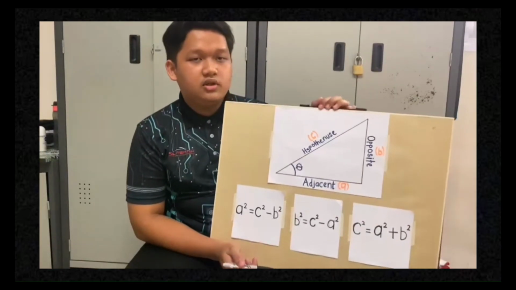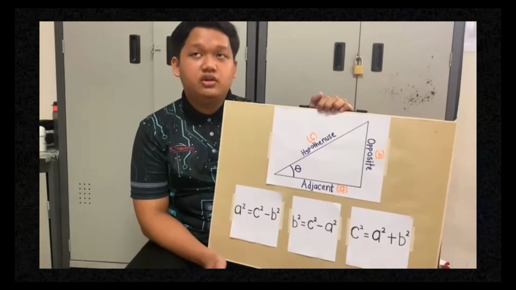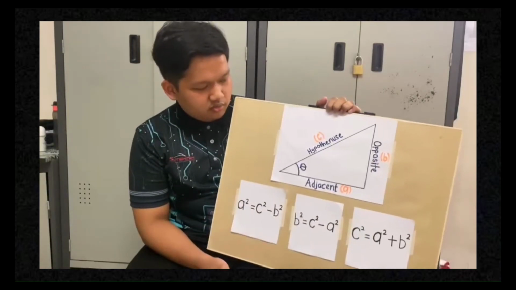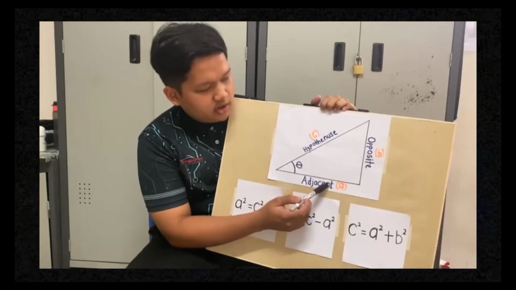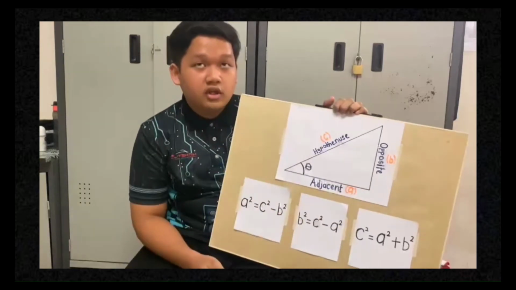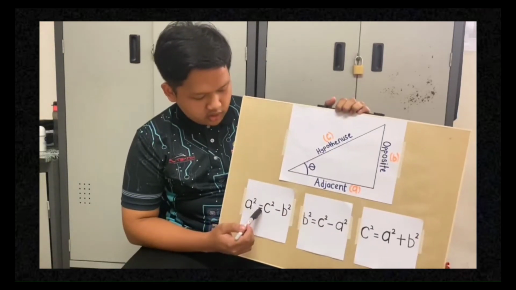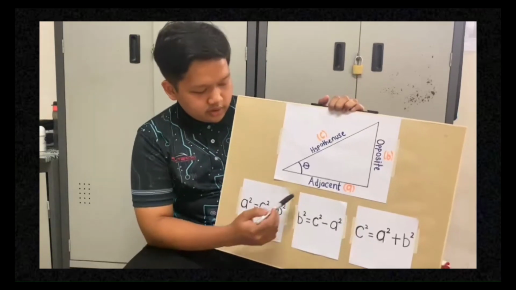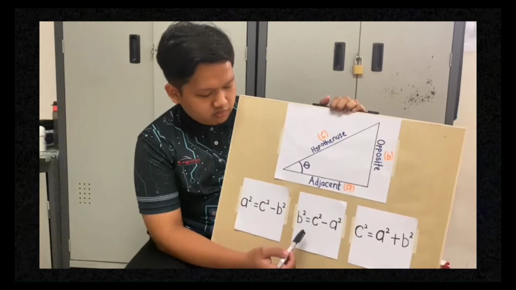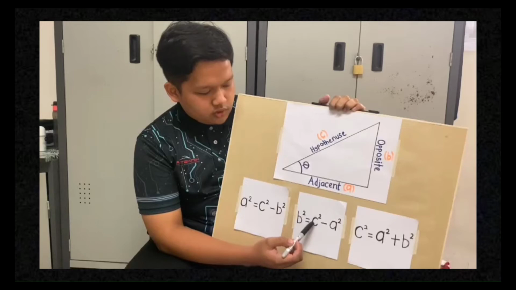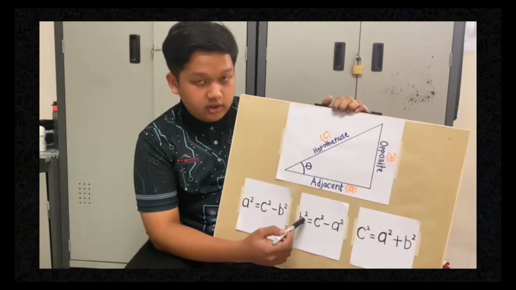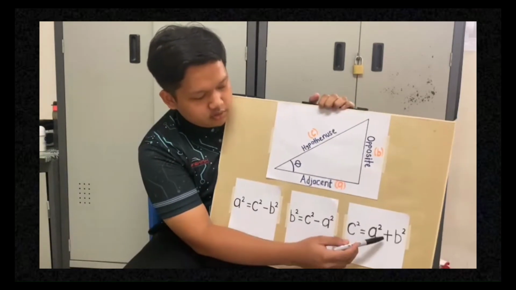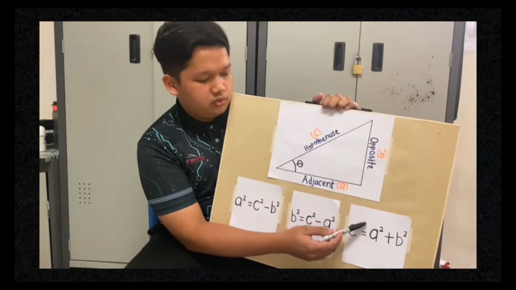Okay, now I want to explain about the formula that we can use to find the hypotenuse, adjacent, and opposite in this triangle. Now, first we assume that adjacent is A, opposite is B, and hypotenuse is C. The first formula is A square equal to C square minus B square. This formula is to find the adjacent. Then the second formula is B square equal to C square minus A square. This is to find the opposite. And then the last one is C square equal to A square plus B square. This formula is used to find the hypotenuse.